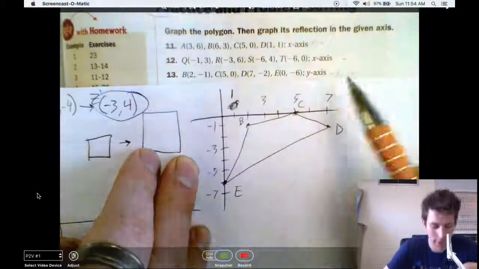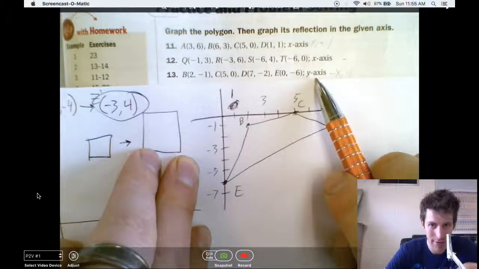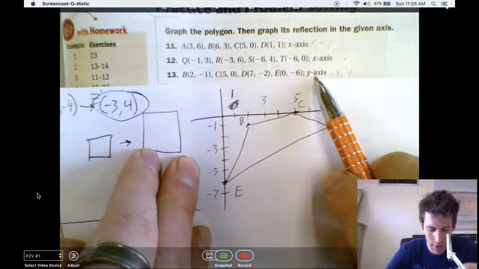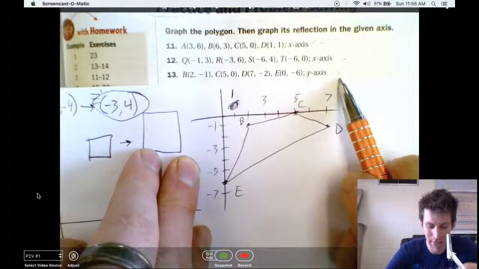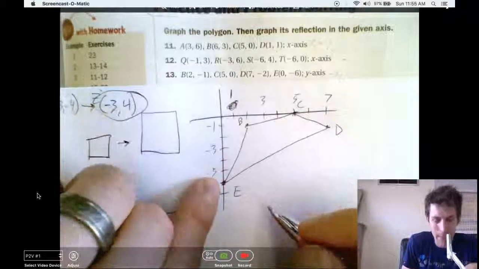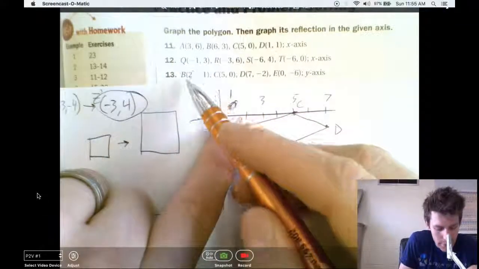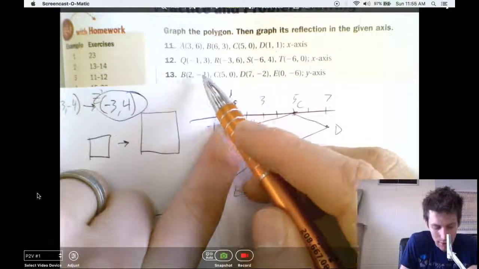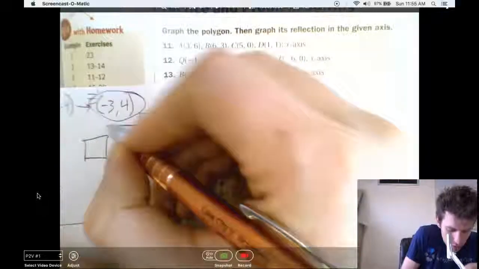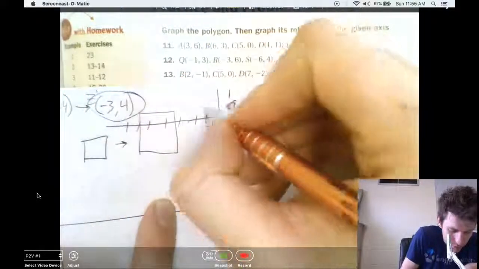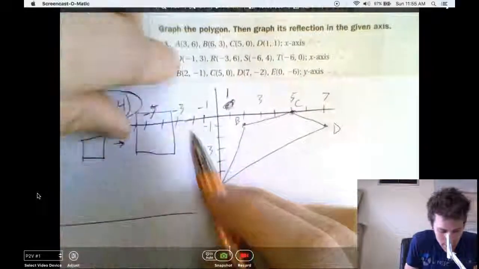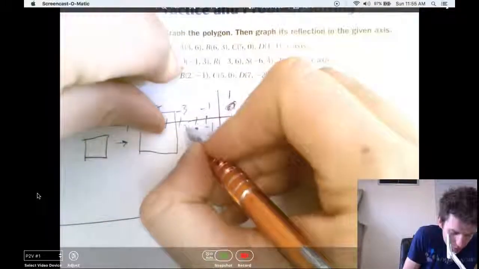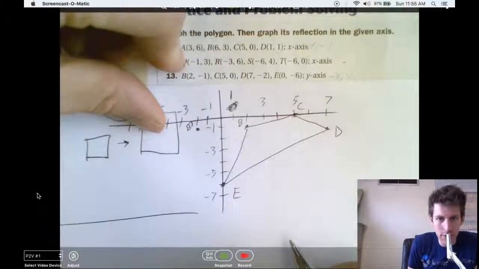So we're supposed to reflect it in the y-axis. And someone has a little mark in here. If you're reflecting in the y-axis, you're making the x-coordinates opposite. So let's just work with B first. B is 2, negative 1. Well, the x-opposite is negative 2, so negative 2, negative 1. 1, 2, 3, 4, 5, 6, 7. Sorry, this is going to get a little messy, but you'll be able to follow along. Negative 2, negative 1 is right there. There's my B prime. You got it?